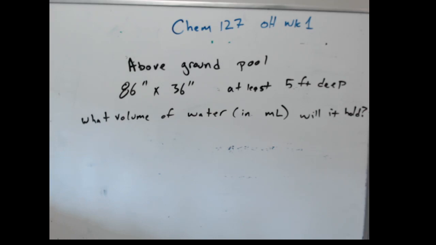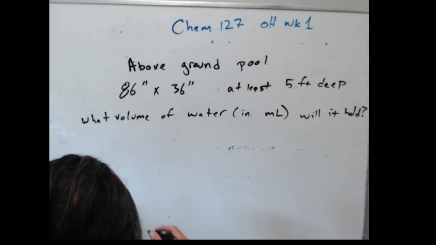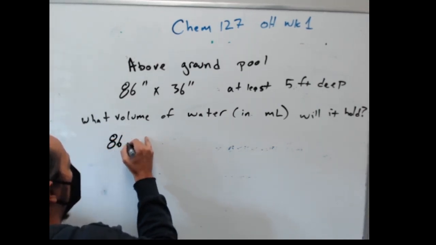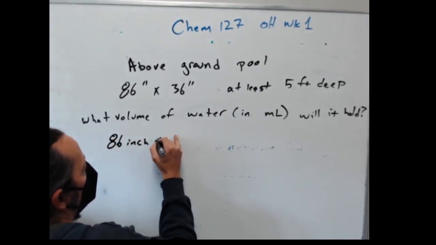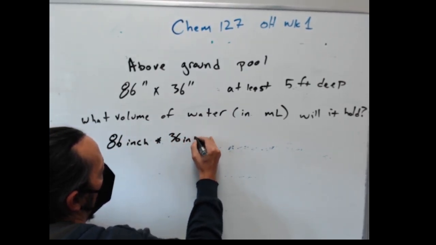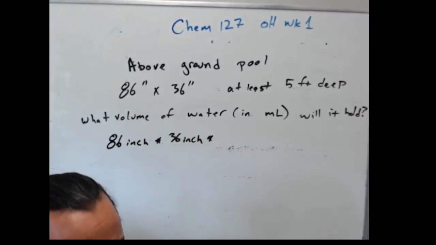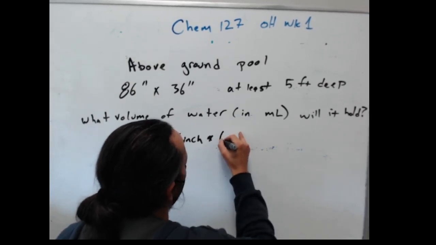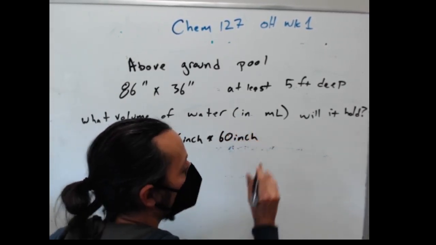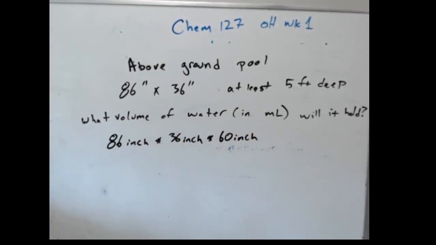First thing we should notice, do you all know what that double mark means? The 86 double mark by 36? Inches. Yeah, that's inches. So we've got 86 inches times 36 inches, and 5 feet converted to inches: 5 times 12 is 60 inches. Right. First thing is we have to make sure our units are matching. If our units aren't matching, we're going to be in trouble.